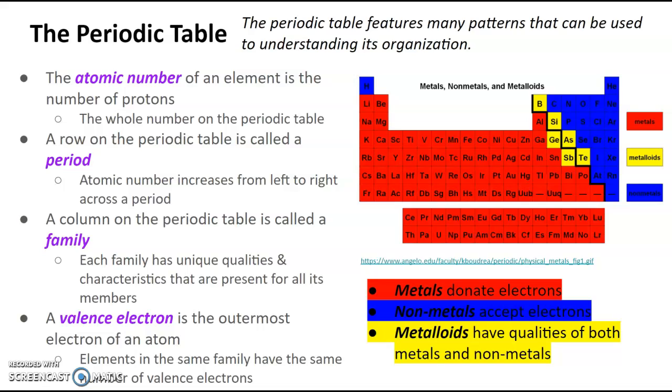Last, valence electrons: elements in the same family have the same number of valence electrons. That's a pattern as well.